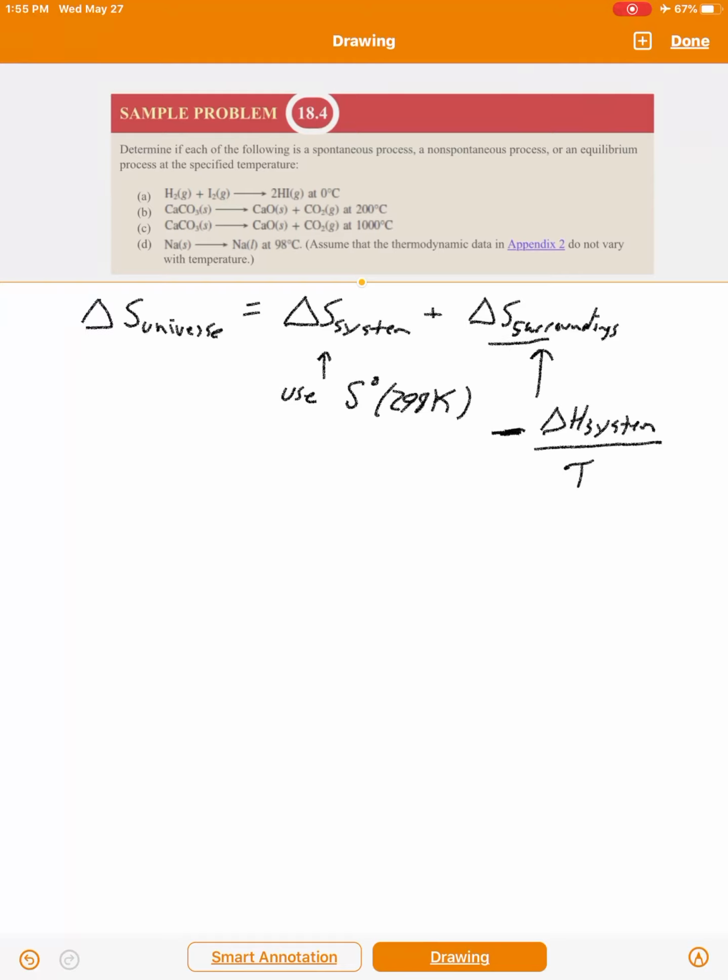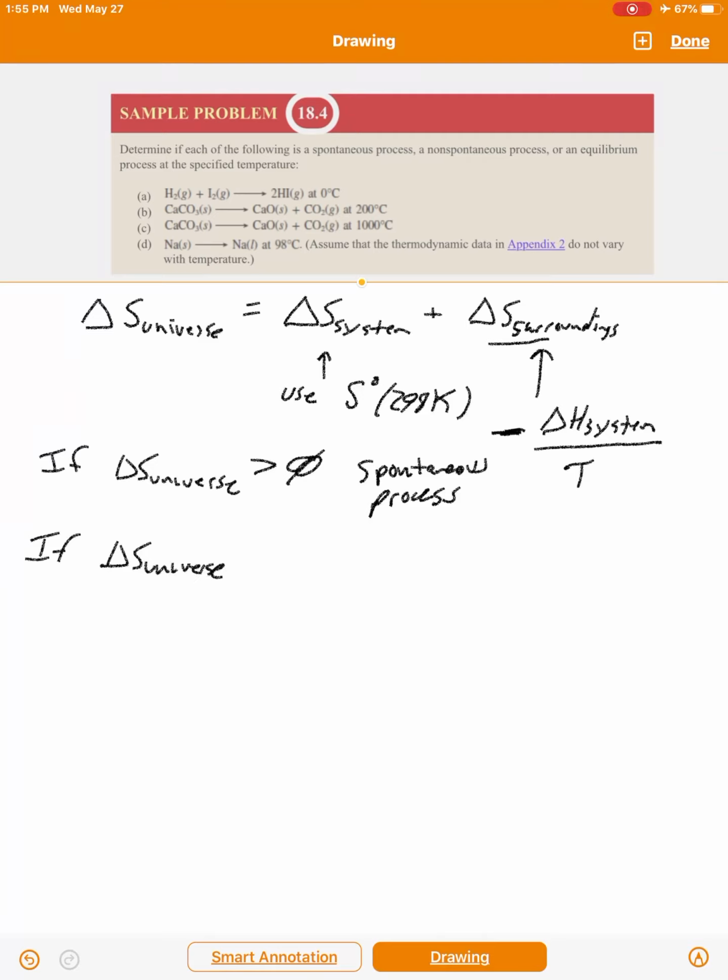And then we use the following logic. If delta S of the universe is greater than 0, positive, then it's a spontaneous process. If delta S of the universe is less than 0, negative, then it's a non-spontaneous process.